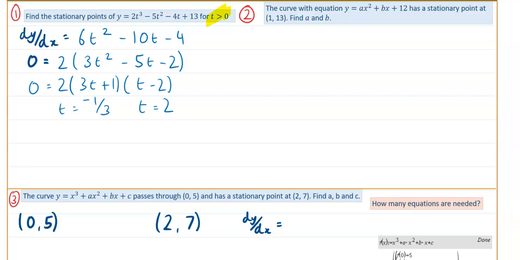Now we were told that t must be greater than 0, so I'm actually just going to ignore this one altogether. But we want the stationary point, so I want to sub this 2 back into the original equation, and that's going to give me all of this.